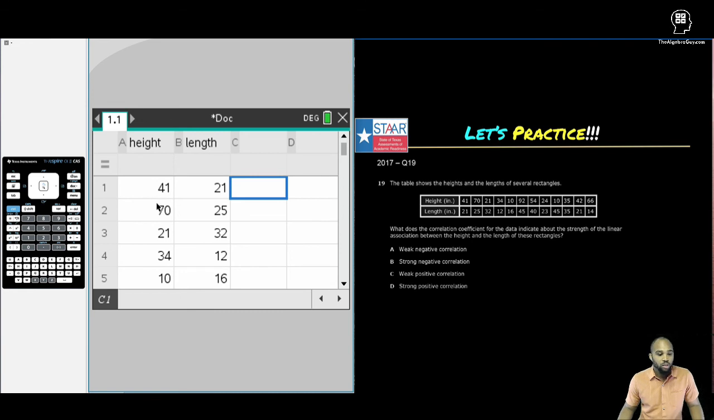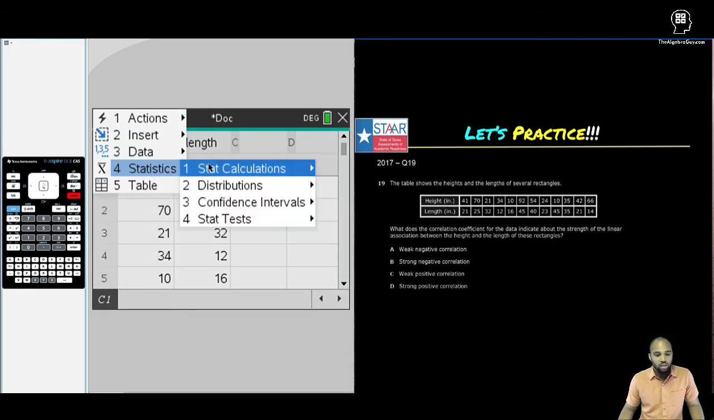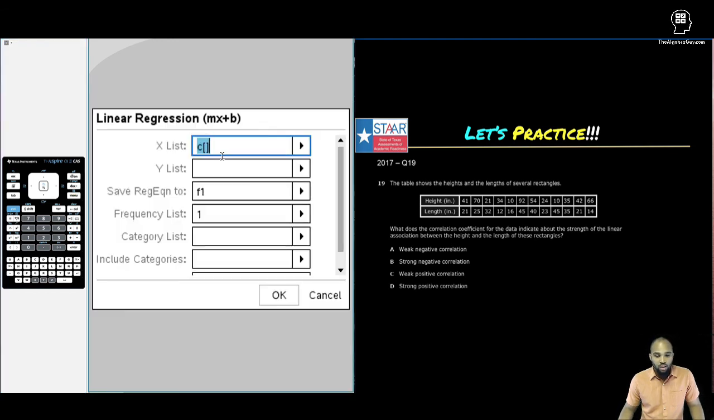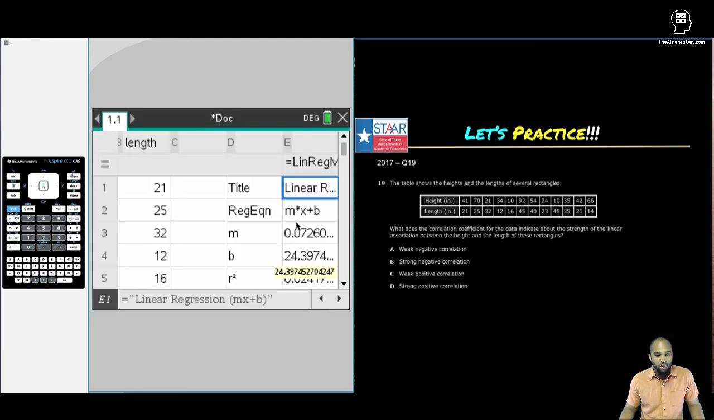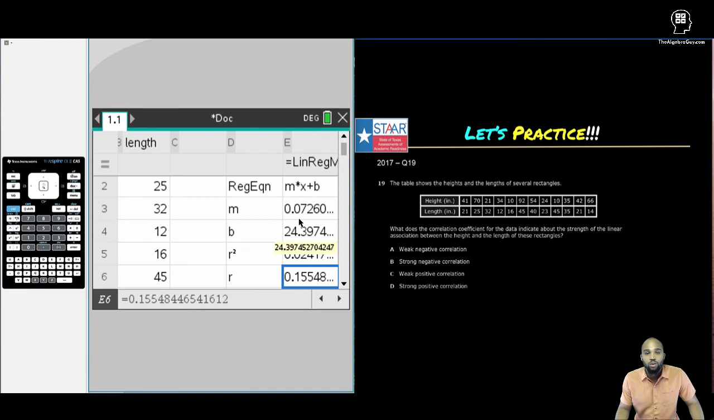We want to take these points, and instead of putting them on a graph, we want the R value. So since we want the R value, we're going to go straight to Menu, Statistics, Stat Calculations, and Linear Regression this way. Our X value we had in there for height, and our Y we had length. I'm going to press OK. And we're given the equation, which is really cool. I get excited about that. But we really want the R value. So the R value is right here.